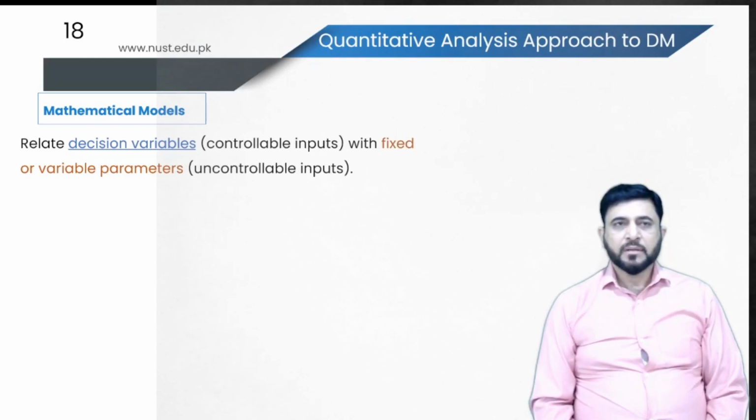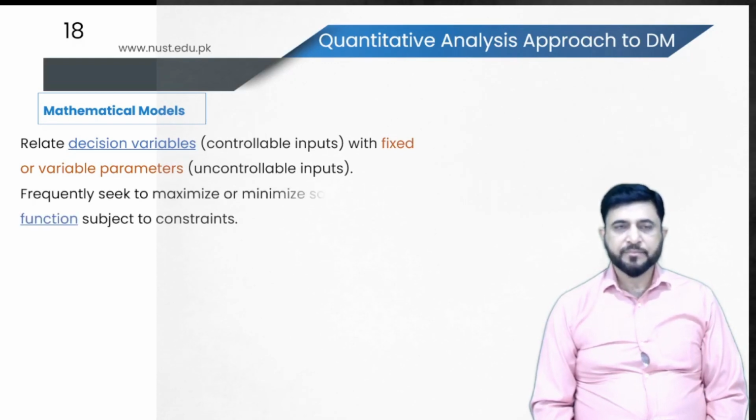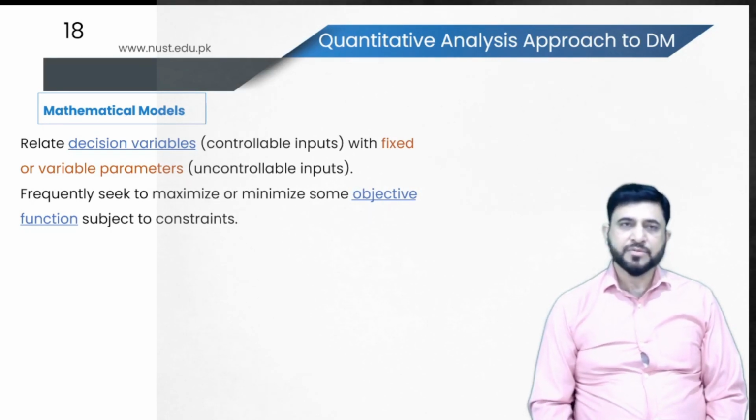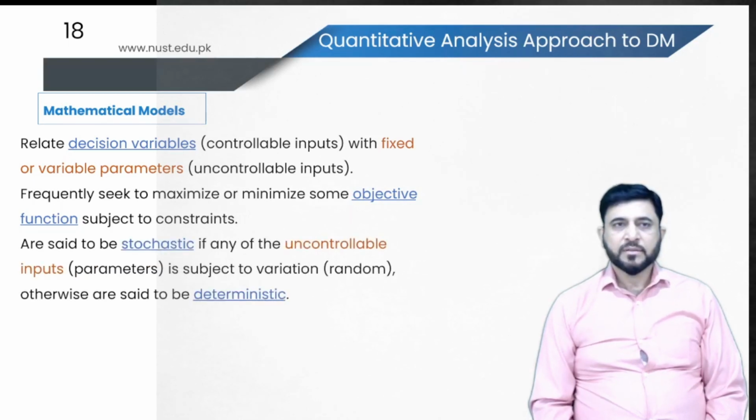Furthermore, the mathematical model relates decision variables and parameters, and frequently seeks to maximize or minimize some objective function subject to constraints. Mathematical models are said to be stochastic if any of the uncontrollable inputs, that is parameters, is subject to variation, that is random; otherwise they are said to be deterministic.